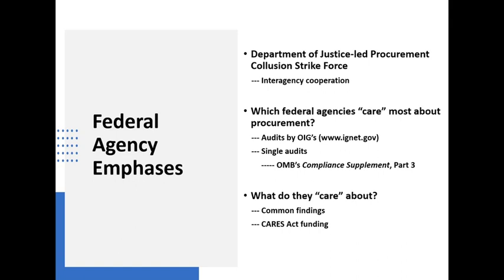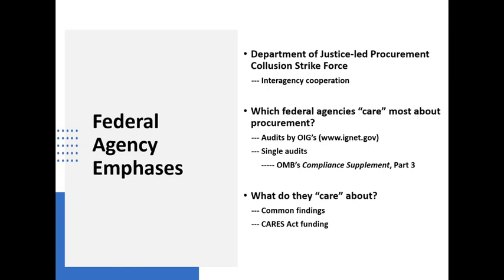What do they care about? The list of things that we've just gone through are places where the vulnerabilities are there. Suspension and debarment, as I pointed out, is an easy one. Conflict of interest is another one. And non-competitive activity. In other words, engaging in sole source procurement when there isn't a justification for doing so.